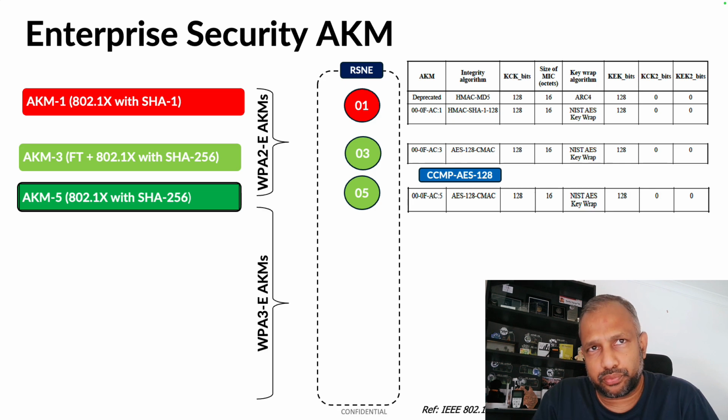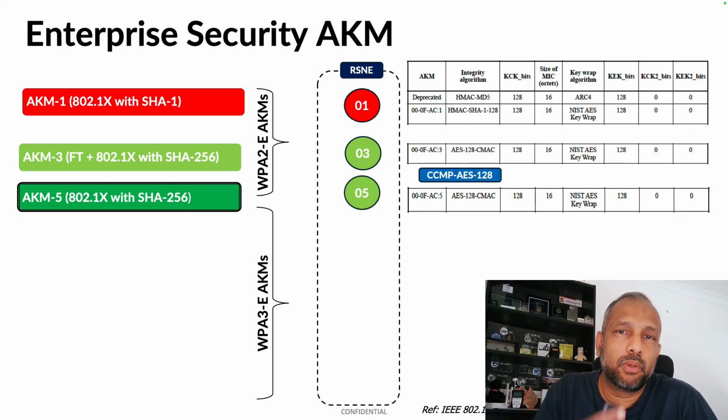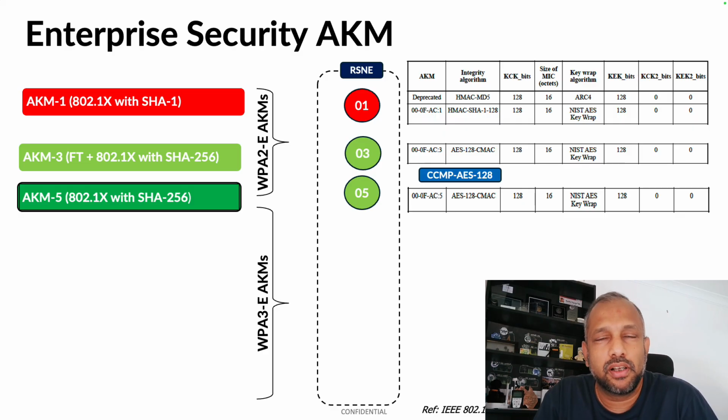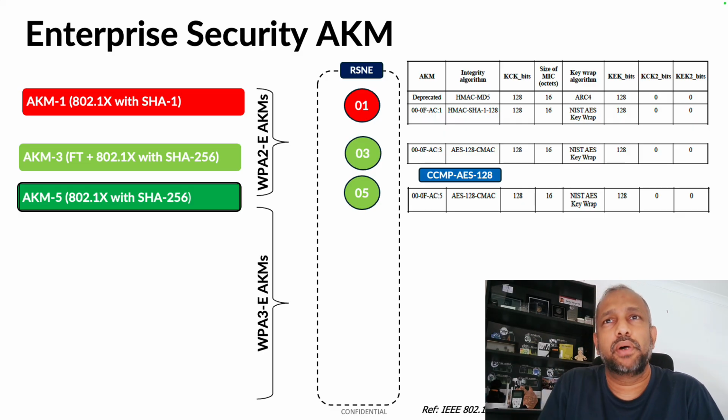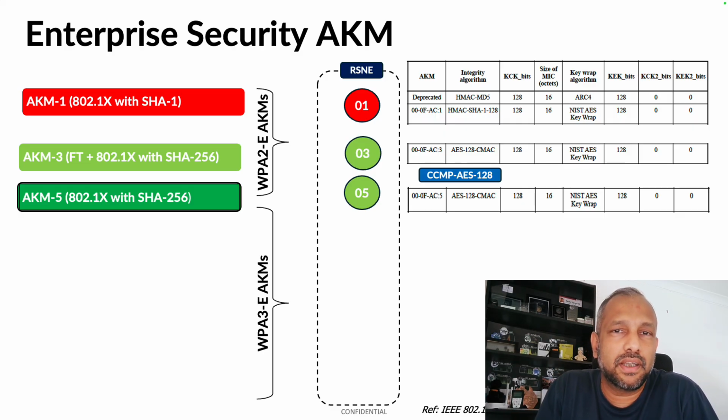Now we talked about some other AKM values, but the most common AKM when you enable WPA3 is AKM value 5. That's why I put AKM 5 under both WPA2 and WPA3. It's a subtle difference in how you implement AKM 5. All of these values you can see in the table use CCMP 128, which means an encryption key length of 128 bits.